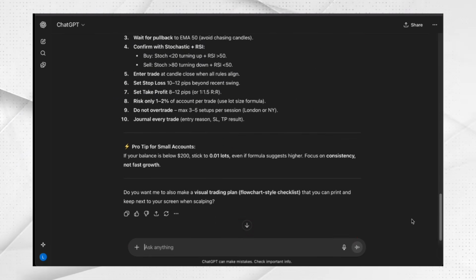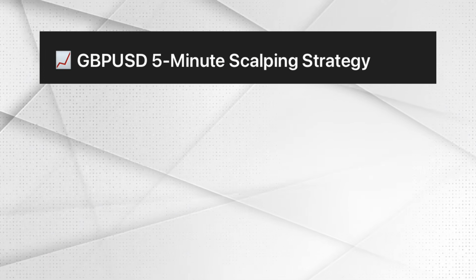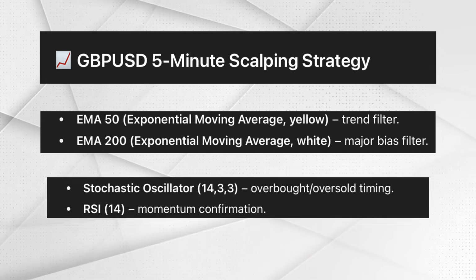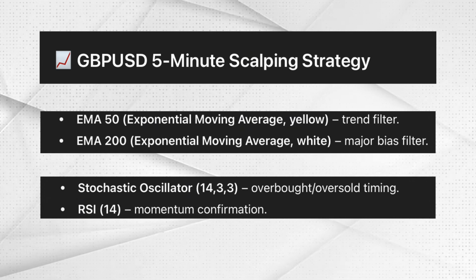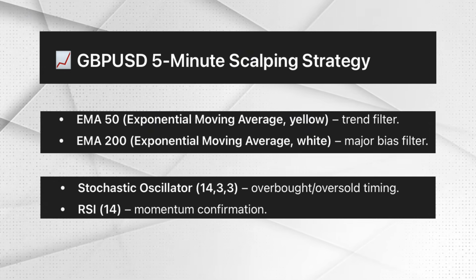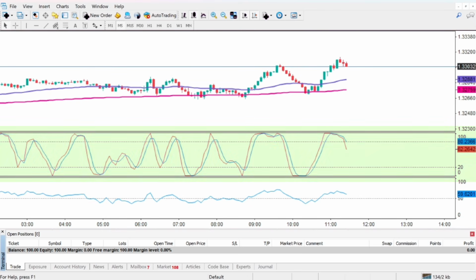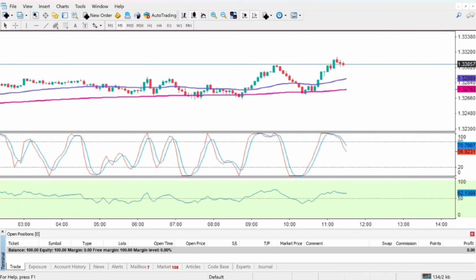So here's what the strategy looks like. We're going to be trading GBPUSD on the 5-minute chart, and the system is built using only basic indicators you can find inside MT4, no paid stuff, nothing fancy, just the classic tools. Here's what we're working with: EMA 50 and EMA 200 to filter the trend, Stochastic oscillator to catch pullbacks when the market gets overbought or oversold, and finally the RSI for momentum confirmation.